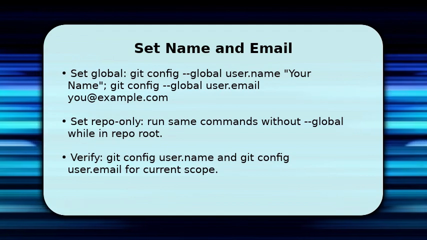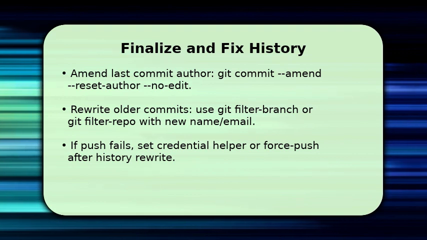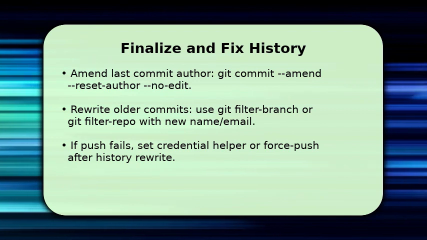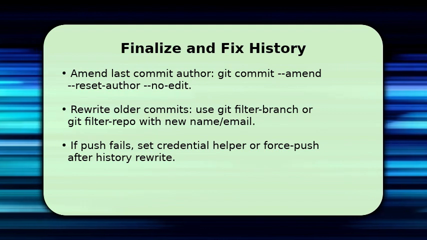Finish by correcting any recent commits that still show the old identity. For the last commit, run git commit --amend --reset-author --no-edit, and then git push --force-with-lease if already pushed. To rewrite many commits, use git filter-branch or git filter-repo, rewriting author/committer fields, then push rewritten history carefully. If you run into push errors, make sure your credential helper is set, authenticate correctly, and understand force pushing implications. Troubleshooting tip: if emails still appear wrong, confirm the remote hosting account email and credential cache.